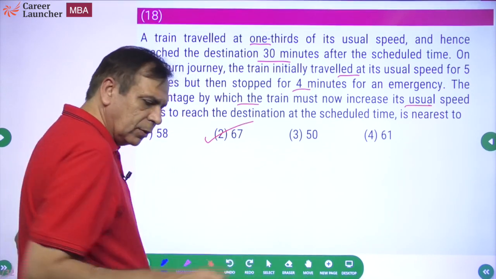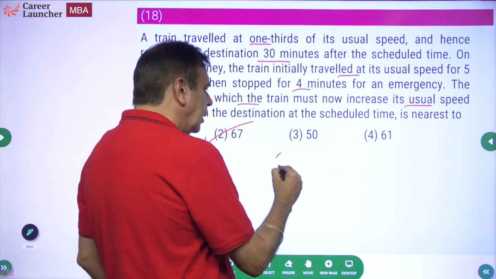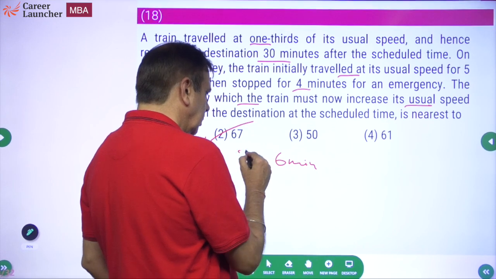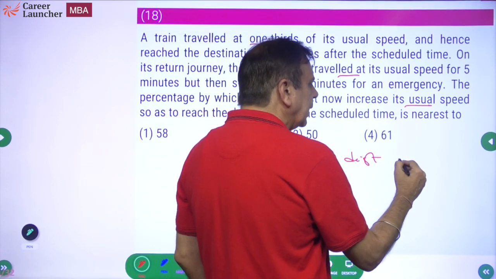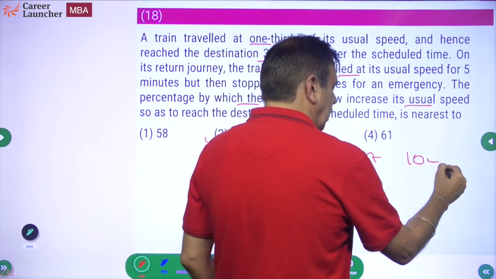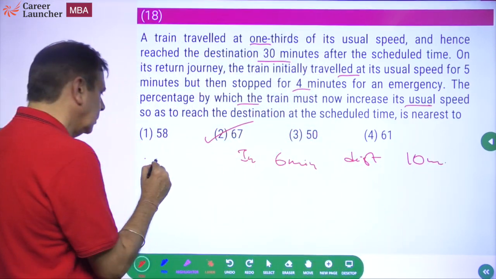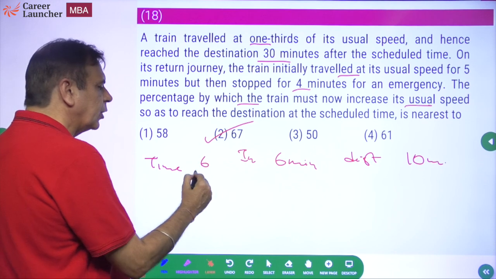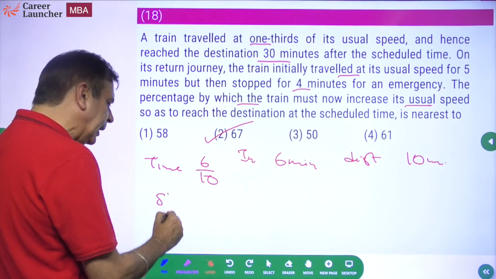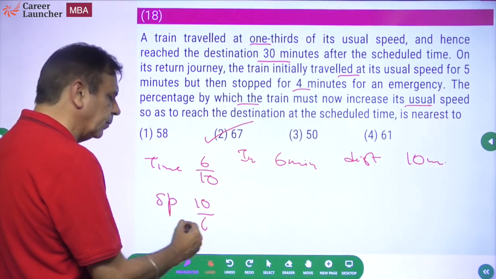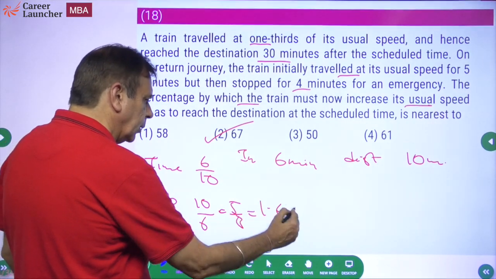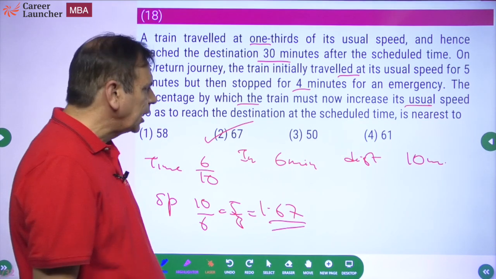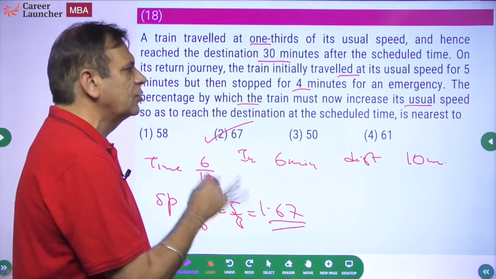Finally, what happens is the train has to cover in 6 minutes a distance which is normally covered in 10 minutes. So the time has become 6 by 10. So the speed should become 10 by 6, which is 5 by 3, 1.67. So the speed has to become 1.67 times, or the speed has to increase by 67%.